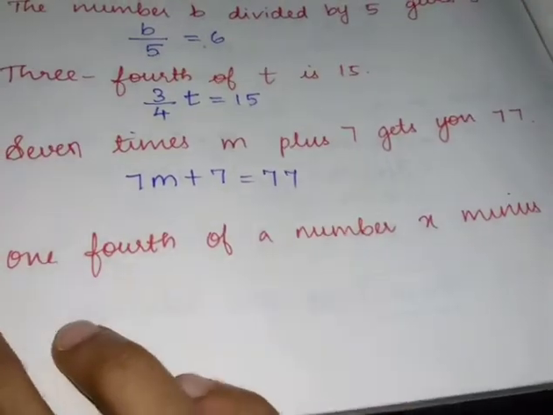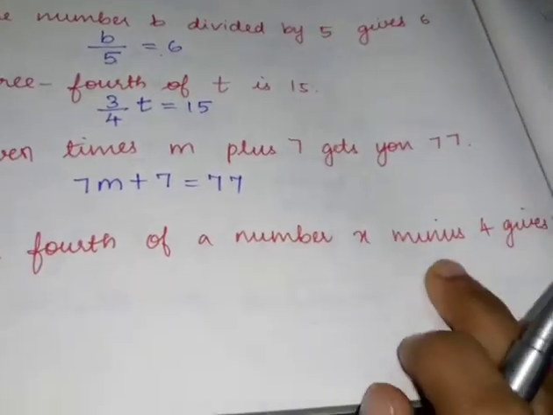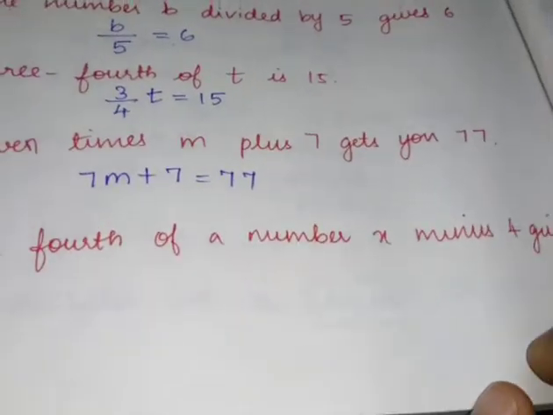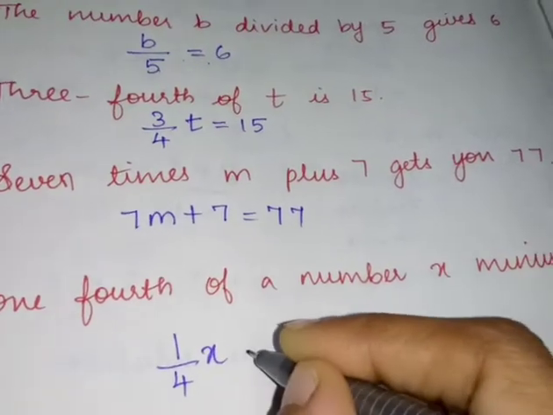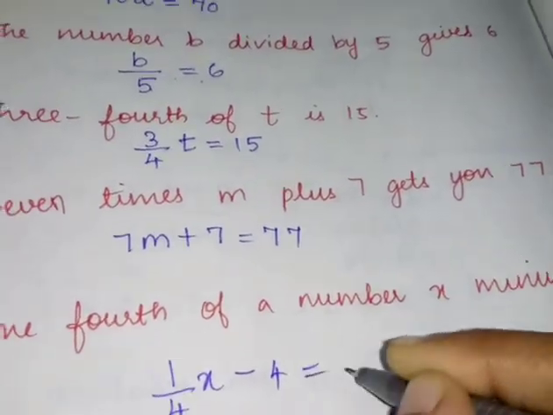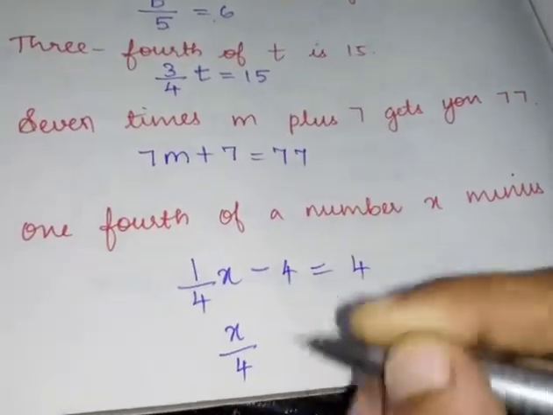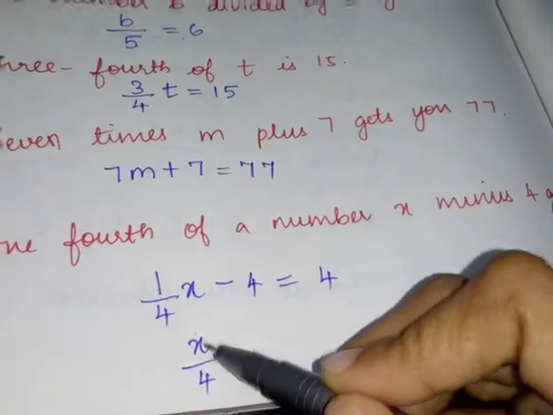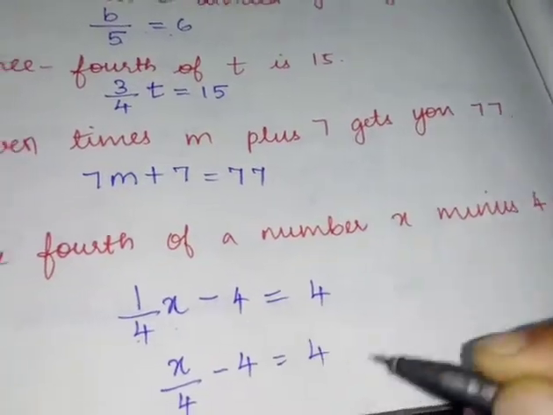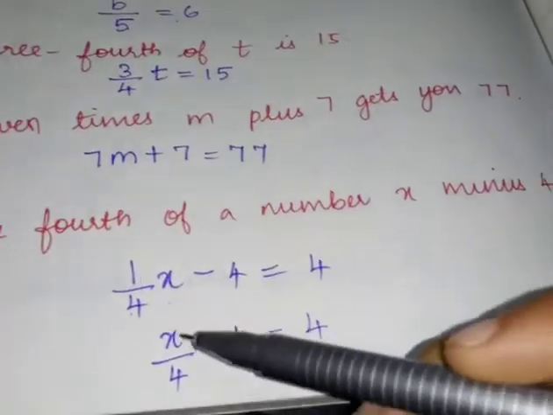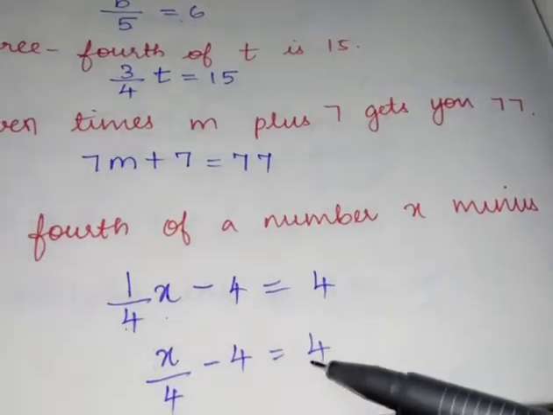Okay. Next, seventh option. 1/4 of a number x minus 4 gives 4. 1/4 of a number x. 1/4x minus 4 gives 4. 1/4x, how you will write? x by 4, is it? 1 into x, x. 4 into 1, 4. x by 4 minus 4 equal to 4. So 1/4 of a number x minus 4 gives 4.